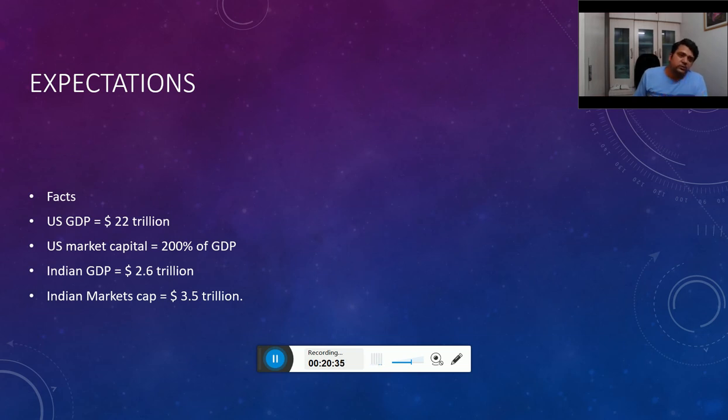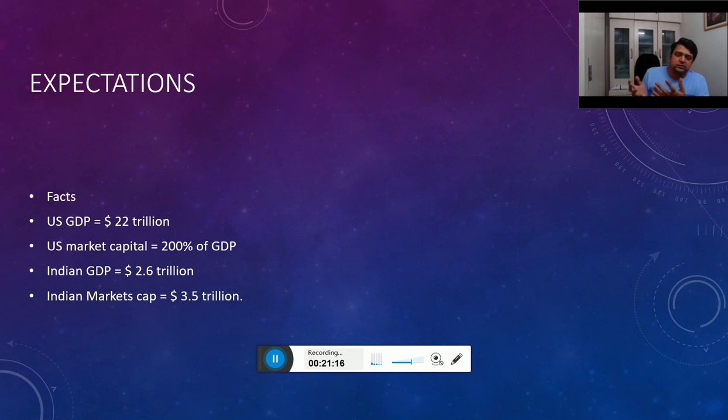In reality, as of today, the US GDP is 22 trillion and the US market cap is 200% of the GDP, which is $44 trillion. India's GDP is 2.6 trillion and the Indian market cap is 3.5 trillion. So what are we trying to say here? That the money in circulation within India is $2.6 trillion and the expected money from the stock market is $3.5 trillion, which is only 4% of the economy. So if 4% of the economy is $3.5 trillion, then 100% is 35 trillion. That does not make any sense.